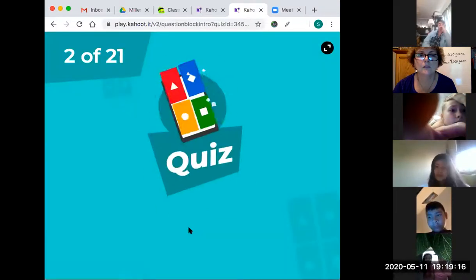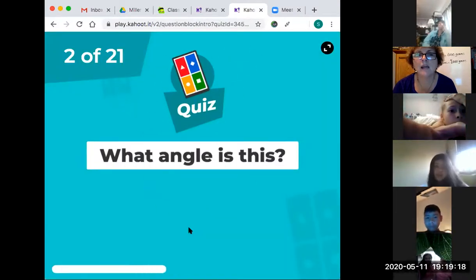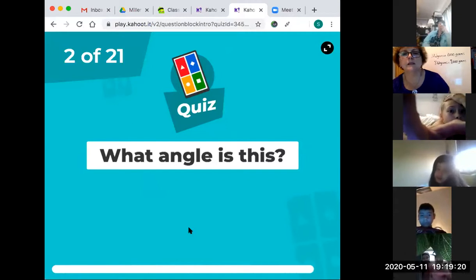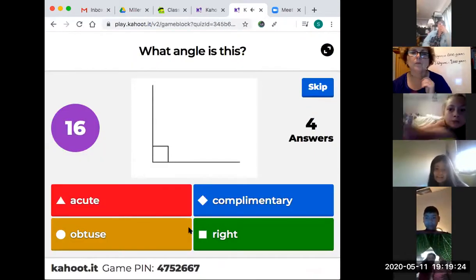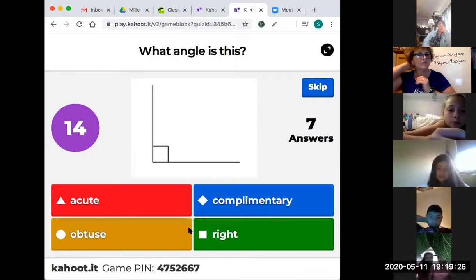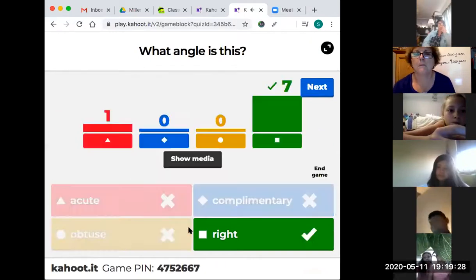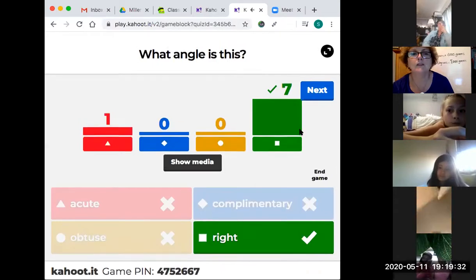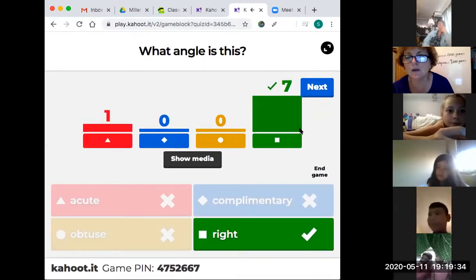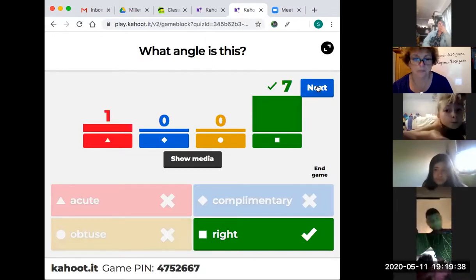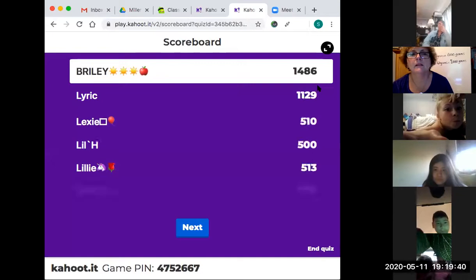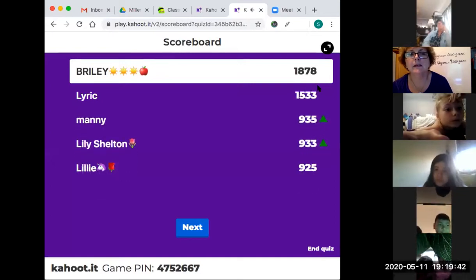Okay, next question. What angle is this? Take a look at this angle. It's a right angle, because you could see that it had a little square there. That indicates it's a right angle. All right. Lily and Lyric are still at the top 2.